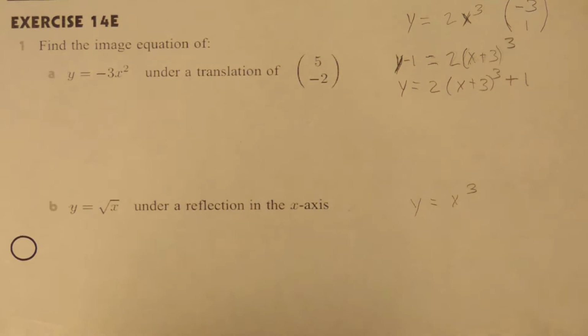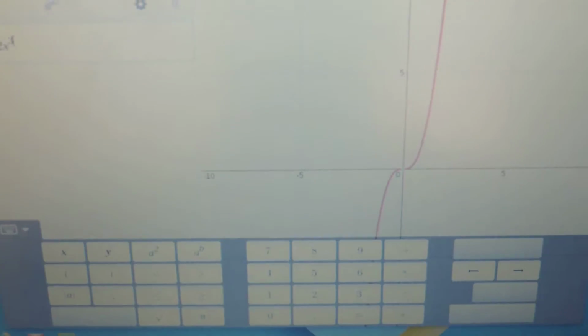And go to my function editor and put in, first of all, y equals 2x to the third. And my graph looks something like that. And the second thing I'm going to do is put in y equals 2 times quantity (x plus 3), quantity to the third, plus 1.